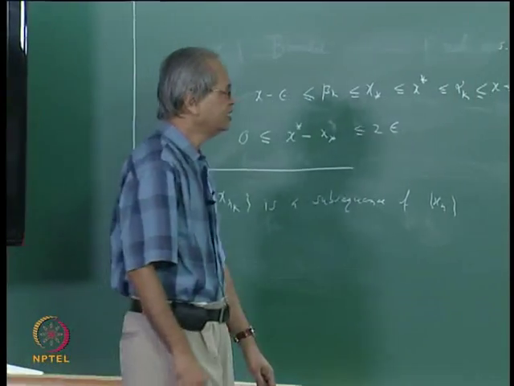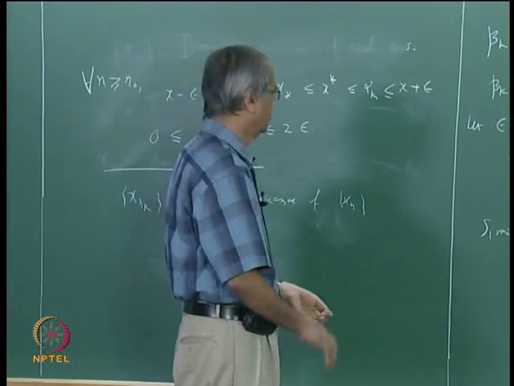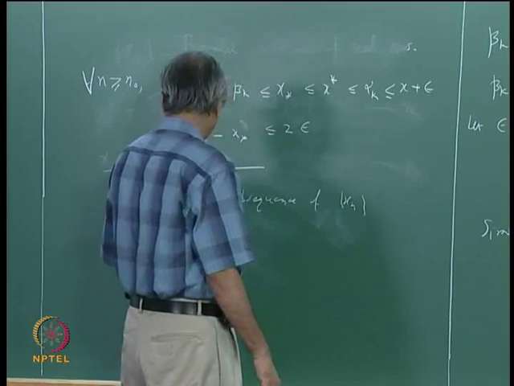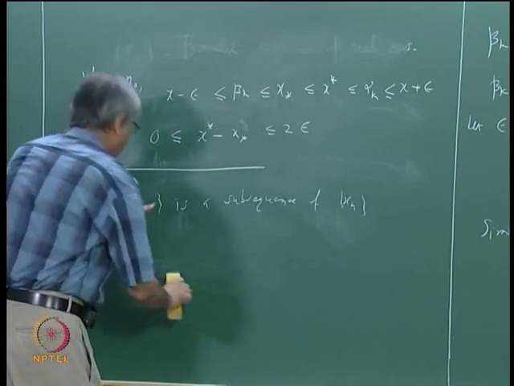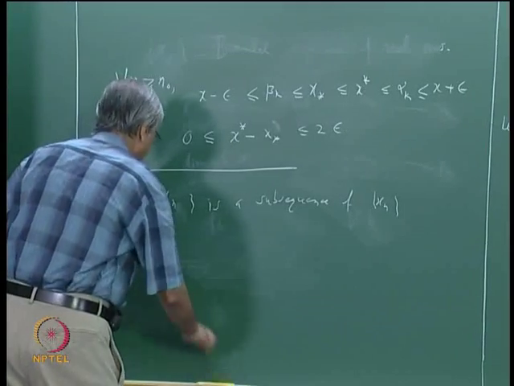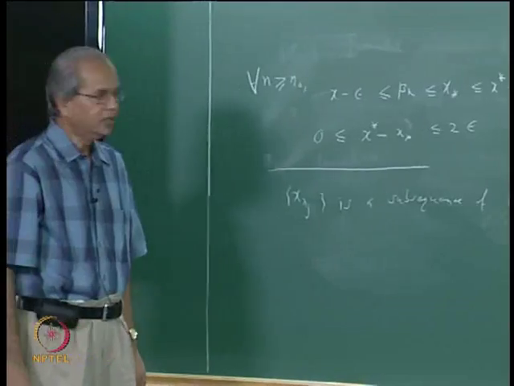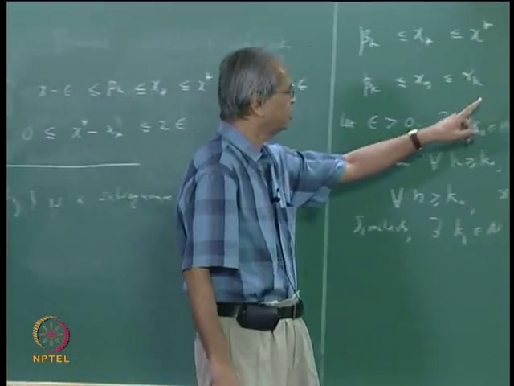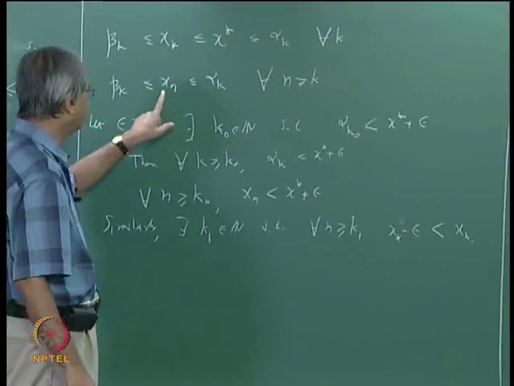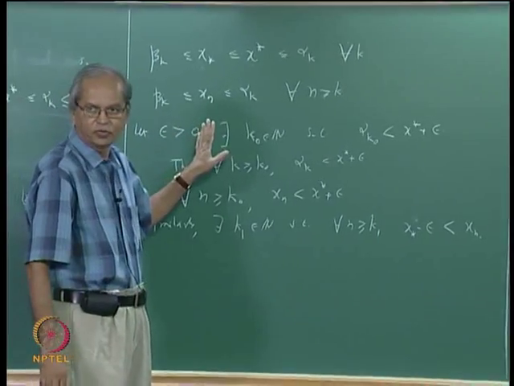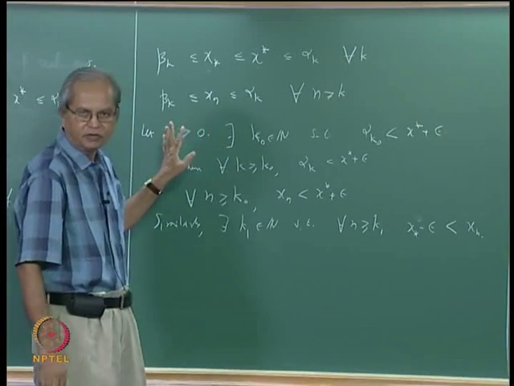Then you can say that, I think this is a bad notation, let me use x and j because k we have used earlier for something else. Let us say x_{n_j} is a subsequence of x_n. Then what we observed here is that for n bigger than or equal to k, x_n lies between beta_k and alpha_k.